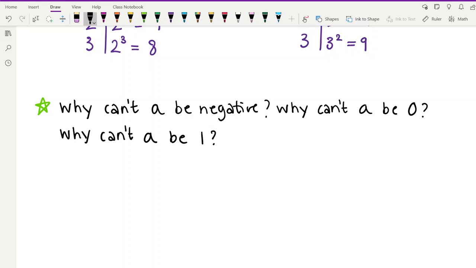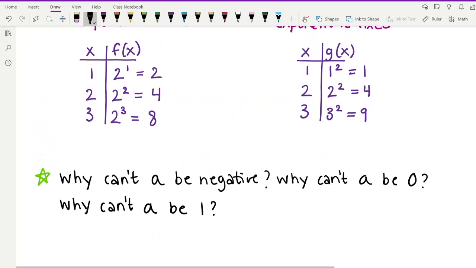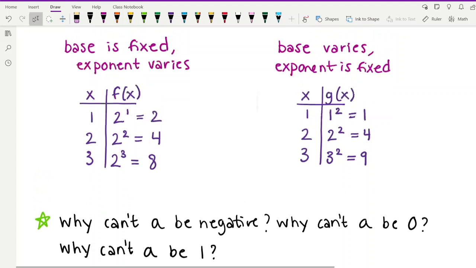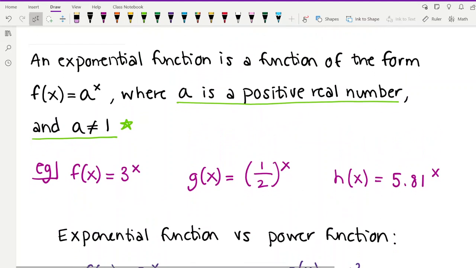And just to be really clear, I'm not saying that you can't plug in negative numbers, you can't plug in 0, or you can't plug in 1. All I'm saying is that in order for something to be called an exponential function, this number here, the base, is not allowed to be a negative number. It's not allowed to be 0. It's not allowed to be 1.